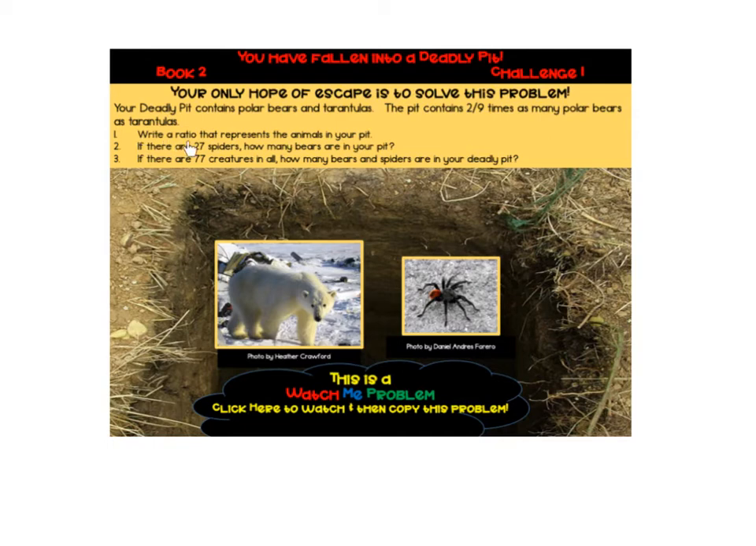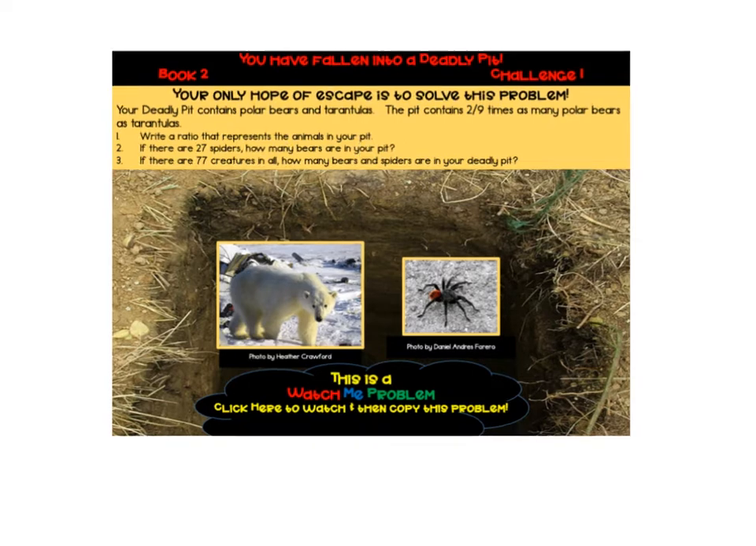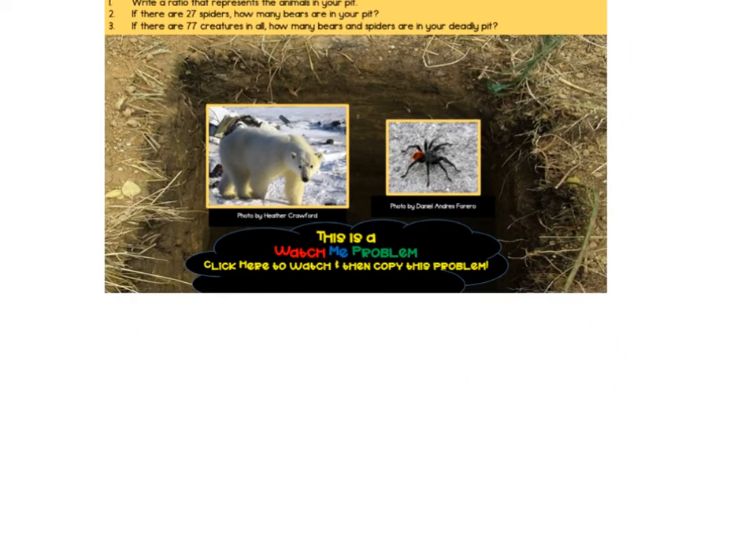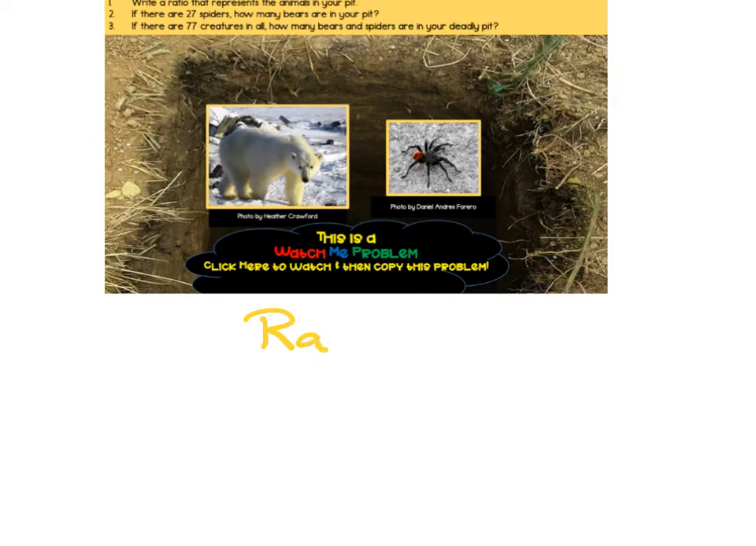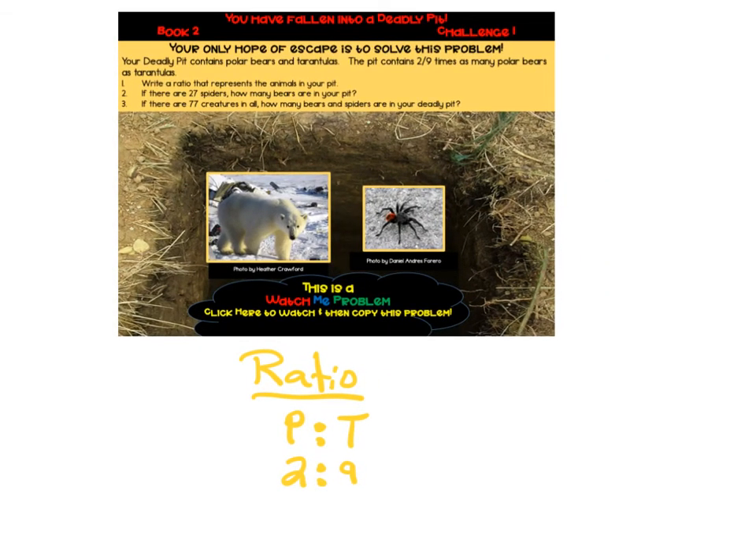Therefore, for the ratio that represents the animals in your pit, you can put your ratio just like this, and I'm going to go ahead and just write ratio. And I've got polar bears to tarantulas, right? And I can write that as 2:9, right? Because that is the ratio that I've got. I've got 2 polar bears for every 9 tarantulas, right?